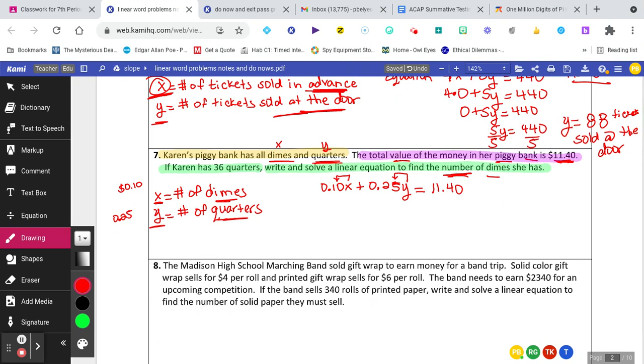Now it says if Karen has 36 quarters, well, quarters is the variable Y. So I'm going to say if her Y is 36, then what is her X? Okay? Basically, that's the number of dimes. X is the number of dimes. So if I have Y, I'm looking for X. So let's change Y to 36.